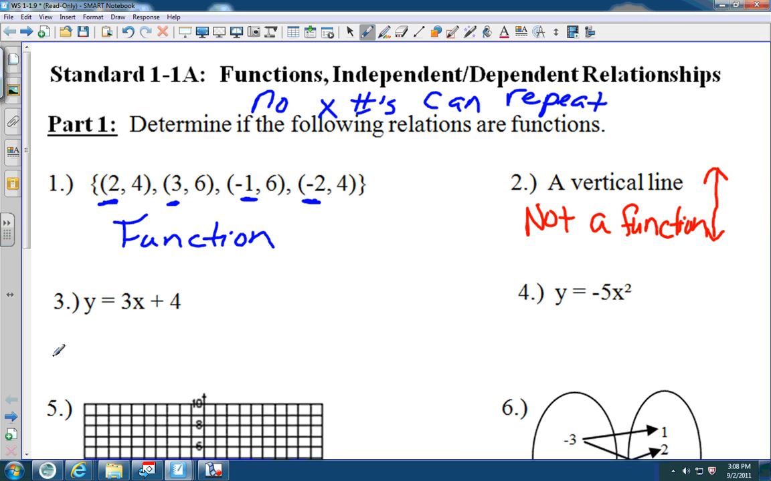Now this one, what I would do is I would go into y equals in my calculator and put 3x plus 4. Whoop, get the 4 there. And when you go to graph it, you're going to see that the line, let's see, it'll start at 4 and it'll go up kind of like this. It'll be a straight line. This is a function.